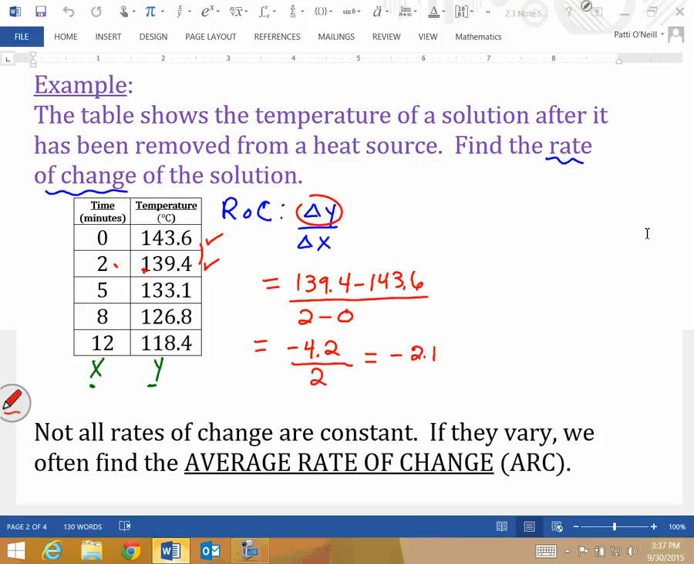Now we said a rate of change is a comparison. It's a ratio. So what is being compared? Well, it's negative 2.1 degrees Celsius for every 1 minute that's occurring.